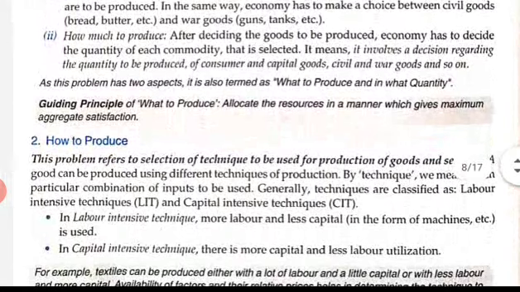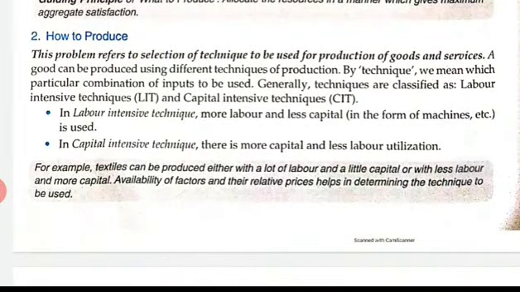The second problem is how to produce. Once what to produce has been decided, this problem refers to the selection of techniques to be used for production of goods and services. Technique basically means which combination of inputs is to be used, isn't it? Either labor intensive or capital intensive. Labor intensive technique means more labor and less capital, and less capital means fewer machines. In the capital intensive technique there will be more capital and less labor utilized. So which technique is to be used?